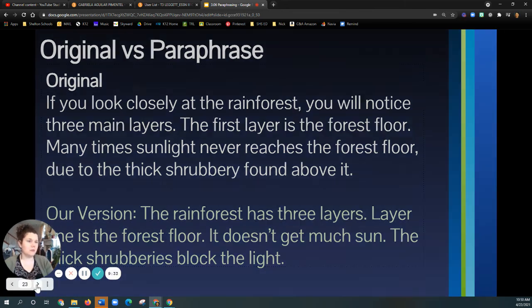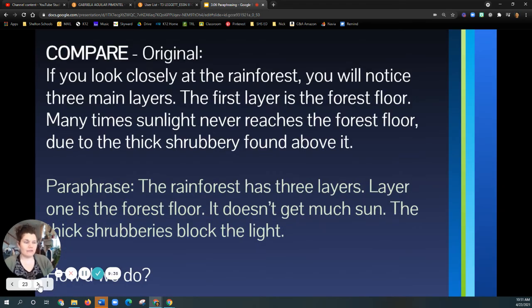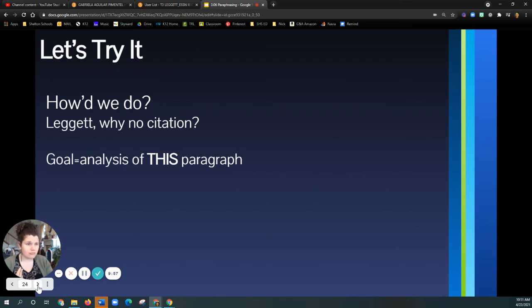So how did we do? I feel like we hit it. That the rainforest, what about it? It's got 3 layers and it's really more to the point. The paraphrase is more specific and to the point. It also uses phrases like doesn't get. This is a more common phrase that we would say. So it sounds more like a human person wrote it. Okay.